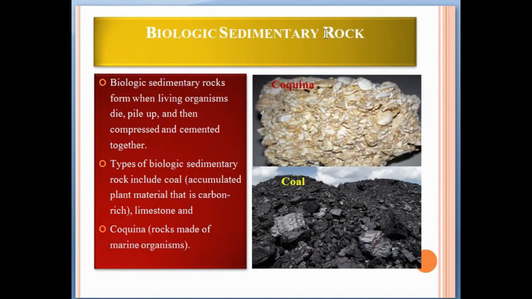Others are biologic sedimentary rocks. Biologic sedimentary rocks are formed when living organisms die, pile up, and are then compressed and cemented together. Types of biologic sedimentary rocks include coal, which is formed due to the accumulation of plant materials that are rich in carbon actually. Second is limestone and coquina rocks. This coquina is actually made of marine organisms. So this is the coquina. You can see the shells of marine organisms, and this is the coal. So these are the two examples of biologic sedimentary rocks.